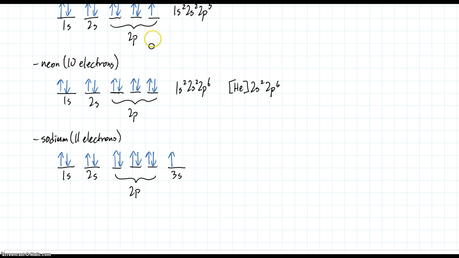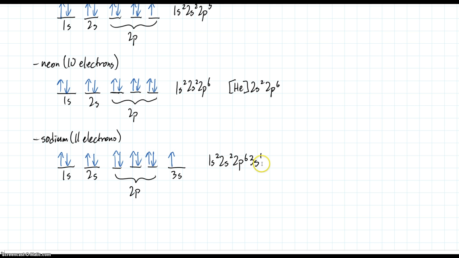The longhand notation would be 1s2, 2s2, 2p6, 3s1. So again, indicating 2 electrons in the 1s level, 2 electrons in the 2s level, 6 electrons in the 2p level, and 1 electron in the 3s level.